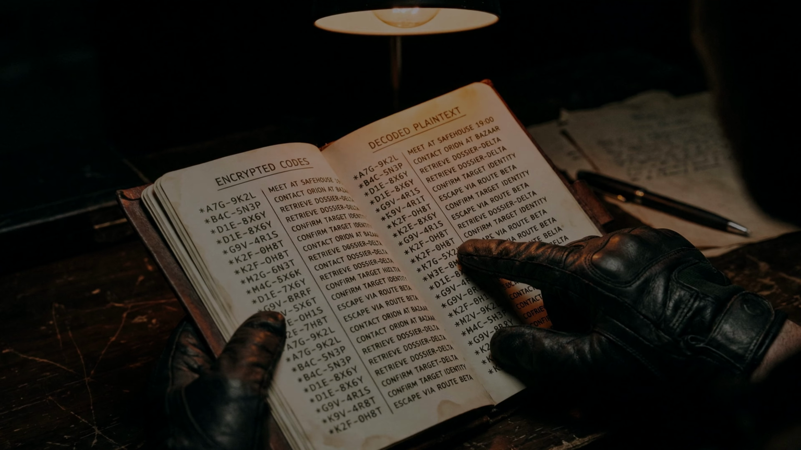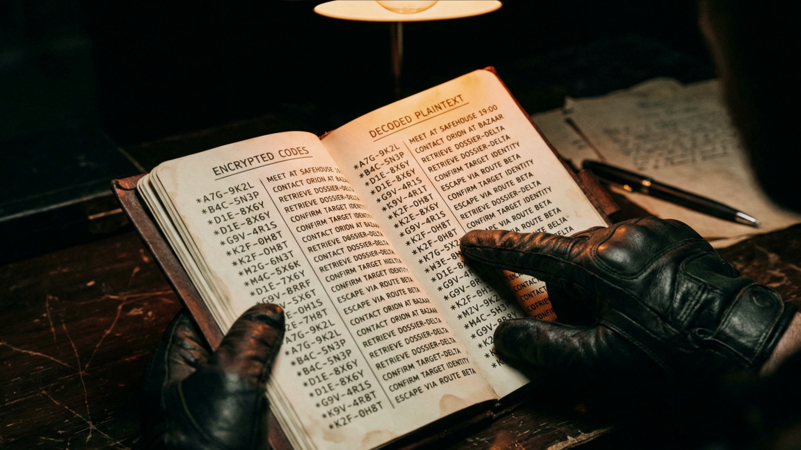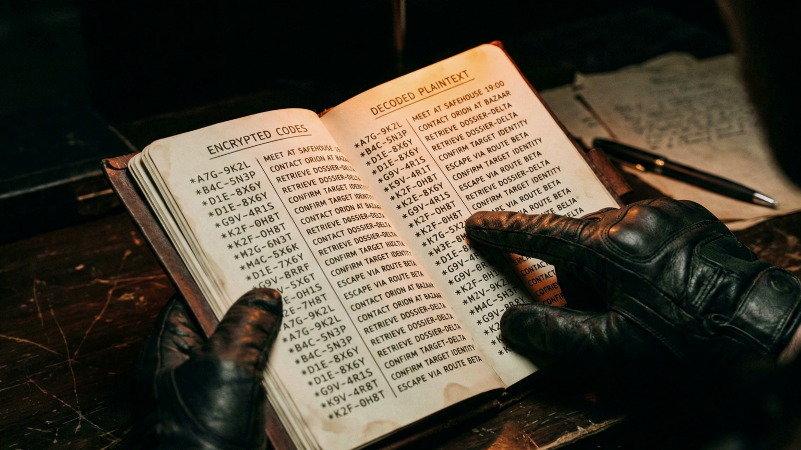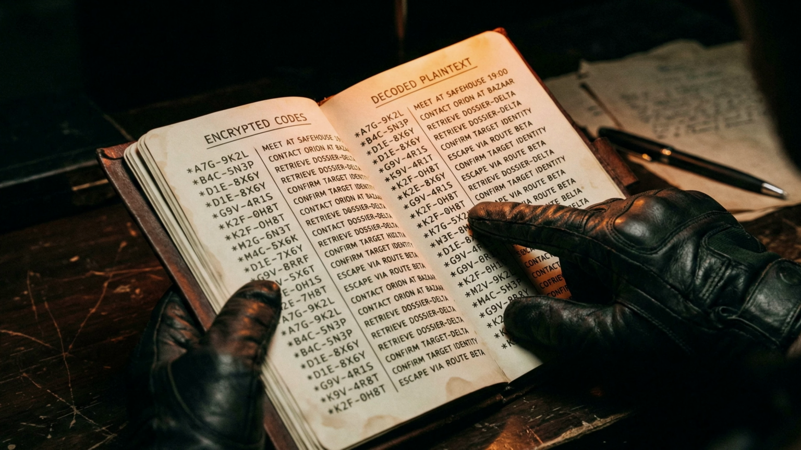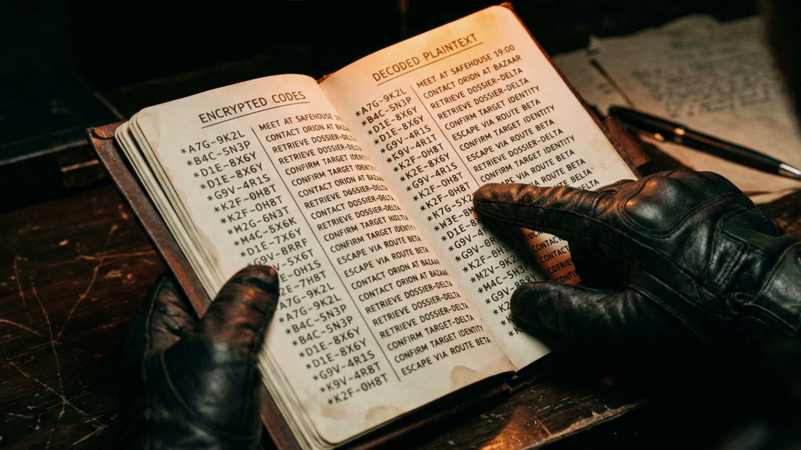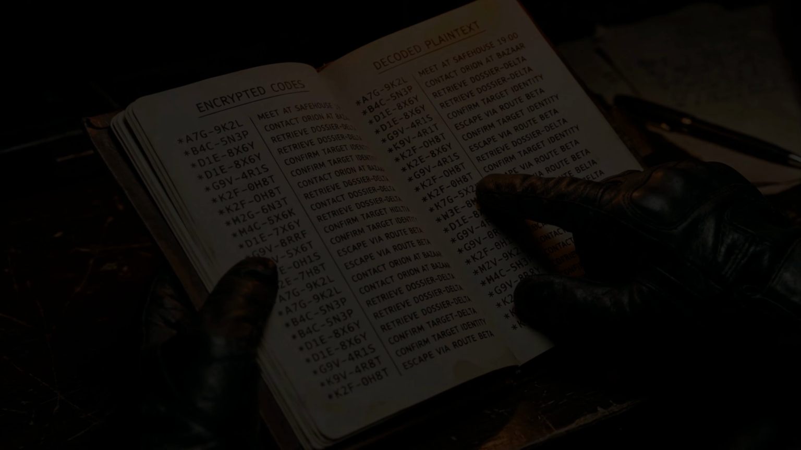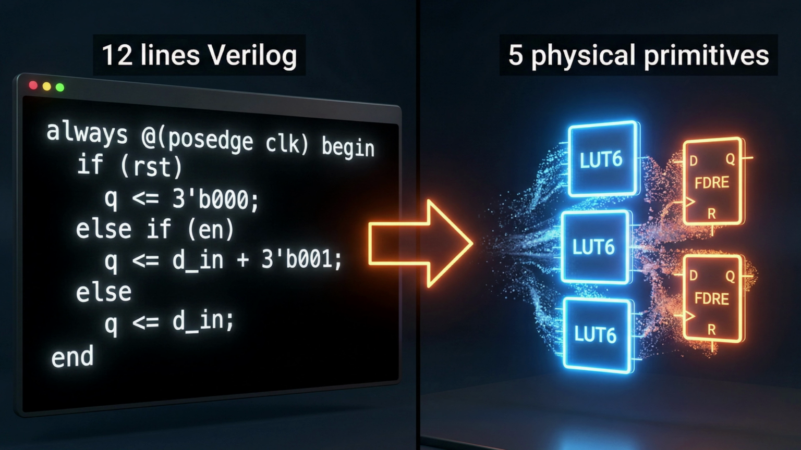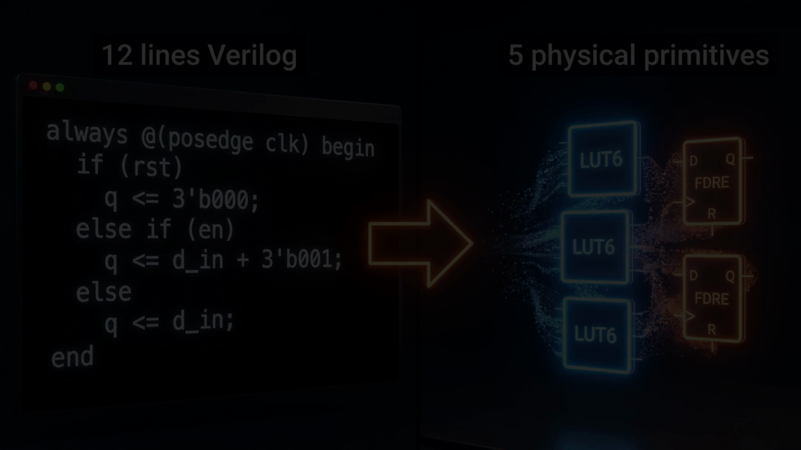Imagine a cipher decoding table. The plaintext corresponding to every encrypted code is written in advance. The agent sees the cipher, checks the table, and takes the answer. No computation, just lookup. That is exactly what the LUT is. It searches instead of computing, and that is why it is extraordinarily fast. This always block from the Ghost's AXI-Stream parser was mapped by the synthesizer to 3 LUT 6s and 2 FDRE flip-flops. 12 lines of Verilog, 5 physical primitives. This transformation happens across the entire design, for every module, for every line.